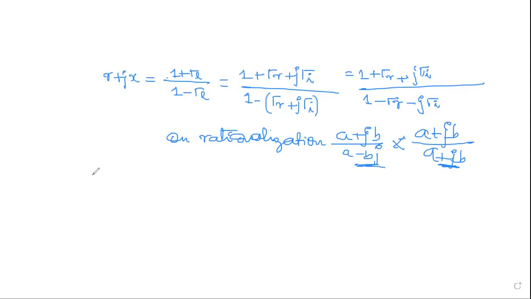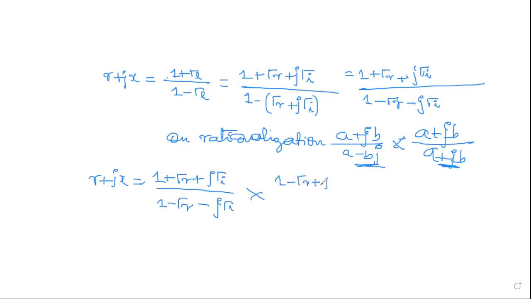So if we are changing the j term, the rationalization for this particular equation will be (1 plus gamma R plus j gamma I) divided by (1 minus gamma R minus j gamma I), into the rationalization factor (1 minus gamma R plus j gamma I) divided by (1 minus gamma R plus j gamma I). So this is how we write the equation, which we had done wrong in the initial step itself.